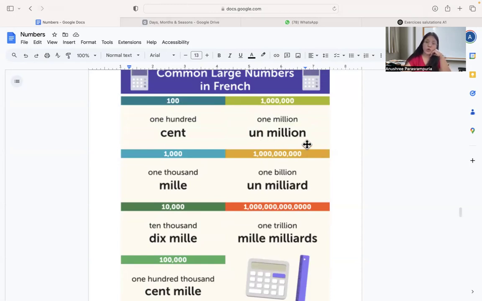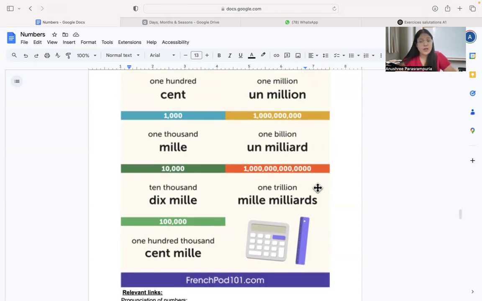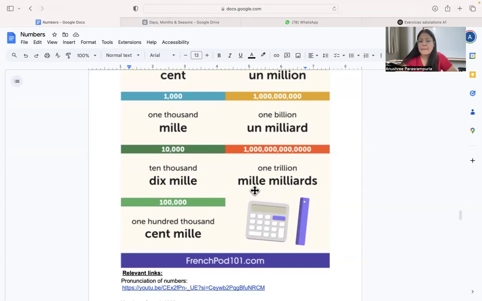If I want to say a million in French, it is going to be un million. Remember, the O-N is an "on" sound. If I want to say 1 billion in French, un milliard, with the D silent. And 1 trillion becomes mille milliards, which is nothing but 1,000 billions. That is going to be 1 trillion.